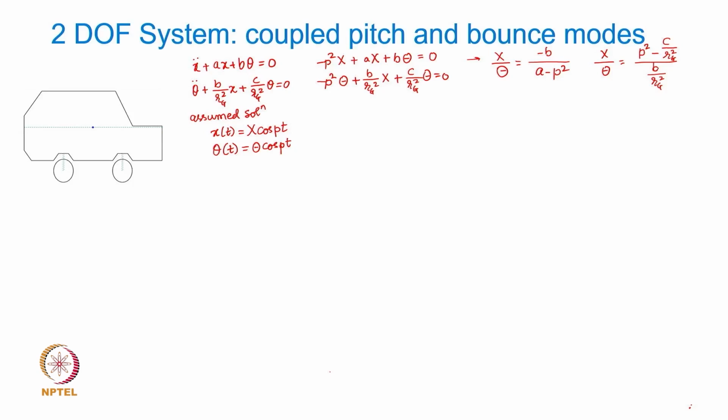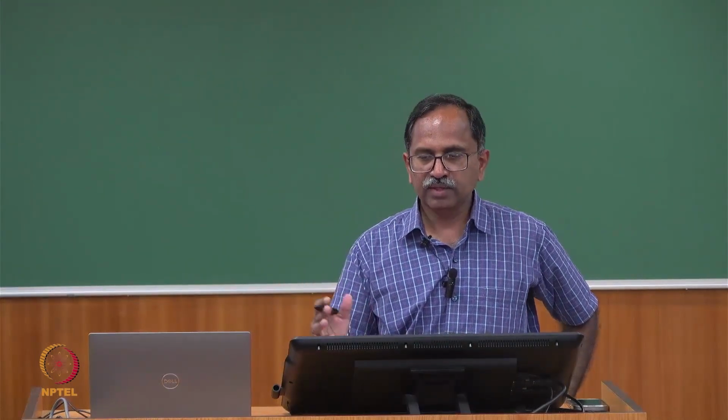What do you do with these? You have two ratios. The way you got in the previous case, you had x1 upon x2 equal to something, from the first and second equation, you equated them to get the frequency equation. That's what you can do by equating these two ratios. You can get the frequency equation, and you can solve it to get the expression for natural frequency. So if you do that, that's what you get.